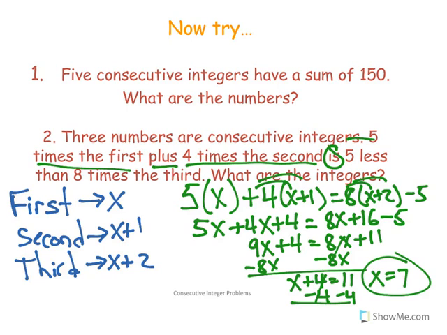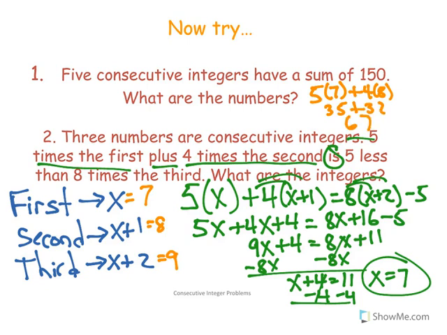Now I still got to go back and substitute. X is 7. X plus 1 is 8. X plus 2 is 9. This is not especially easy to check. So let's see. 5 times the first plus 4 times the second. Right? So that's 35 plus 32, which is 67.